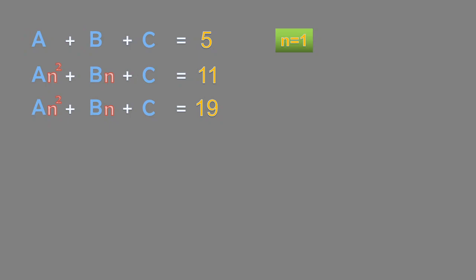So it is a beautiful formula you get: a plus b plus c is equal to 5. What about the second case, for 11? Here n is equal to 2, so n square is 2 square, that is 4, n is 2, and that is done. The third case, n is equal to 3, with 19 as the third term. So n square is 3 square, 9, n is 3, and you get all these three equations.